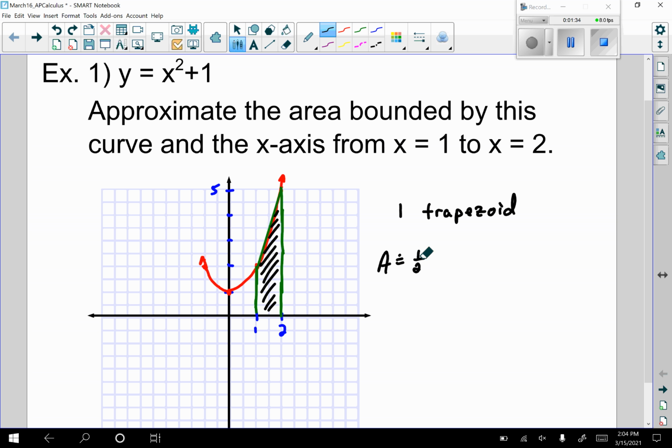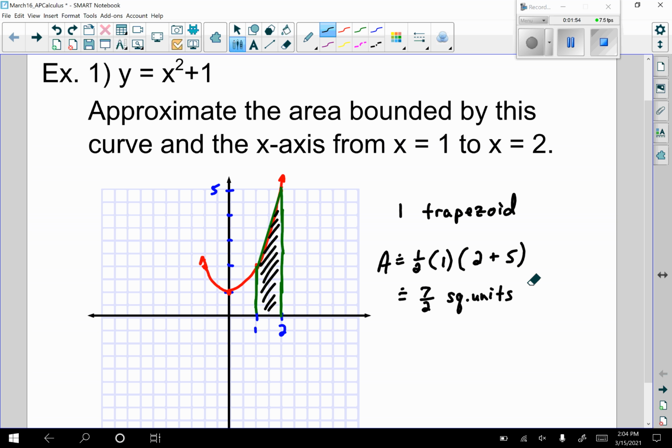1/2. Remember, the formula for area of a trapezoid is 1/2 the height, so the height is just 1, times the sum of the two bases. So our first base reaches up to 2, our second one up to 5. So we could say the area under the curve here is approximately 7/2 square units.